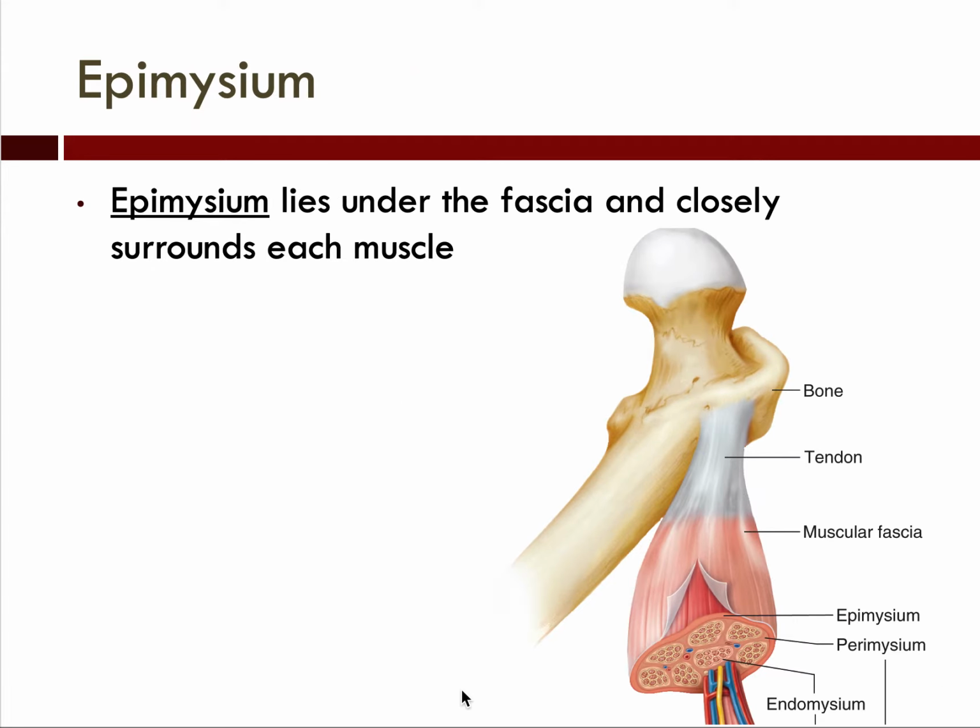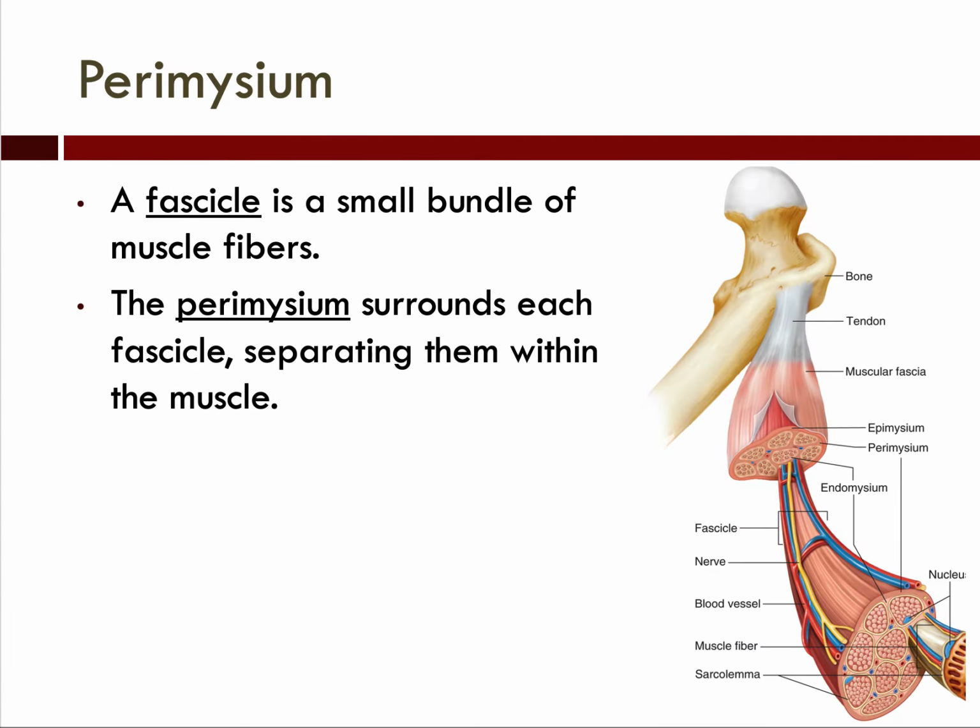Next, we have the epimysium. The epimysium is a connective tissue, again, that closely surrounds each muscle. So it's kind of like if you wrap something in saran wrap and then again in foil on top of that. There are two layers of connective tissue that go completely around the muscle.